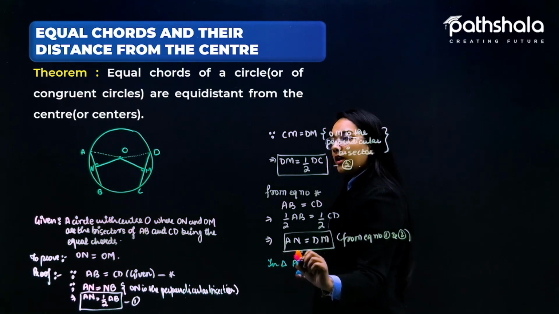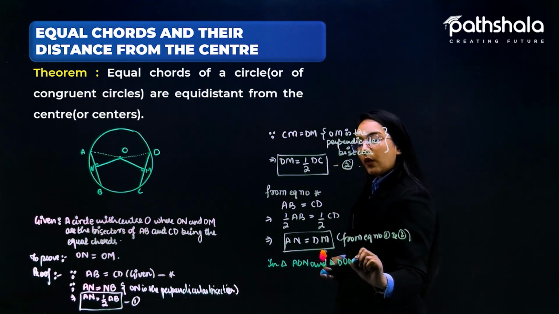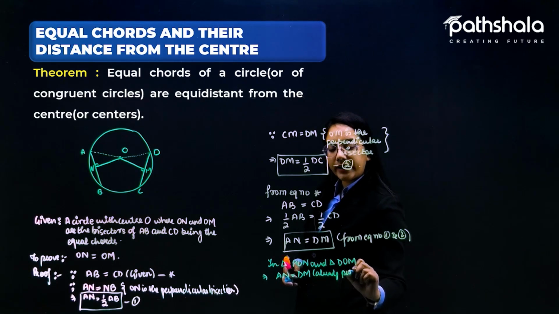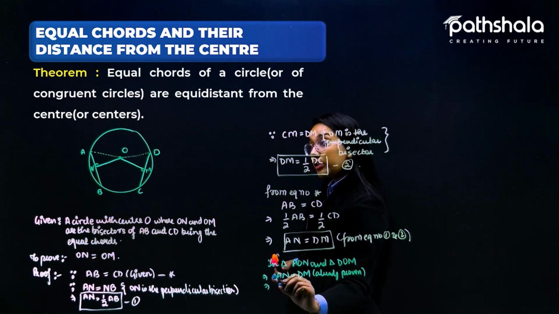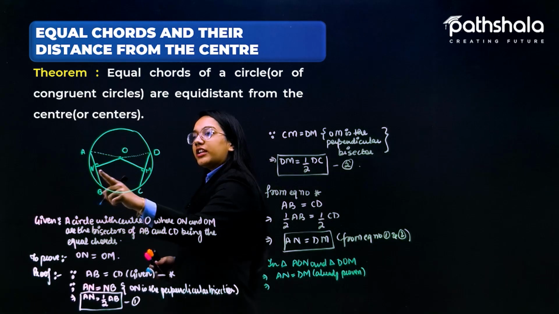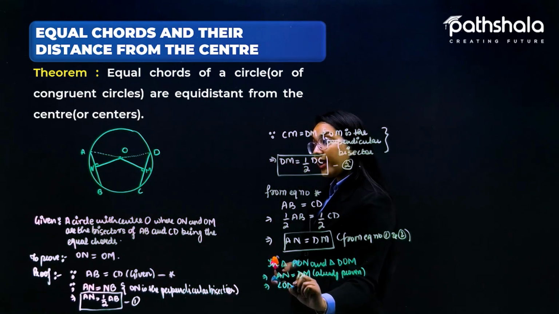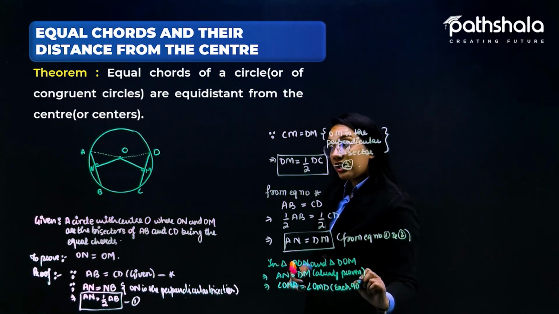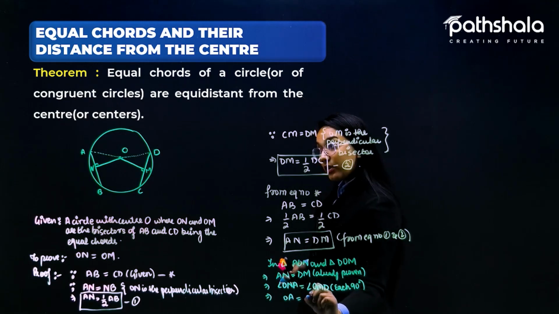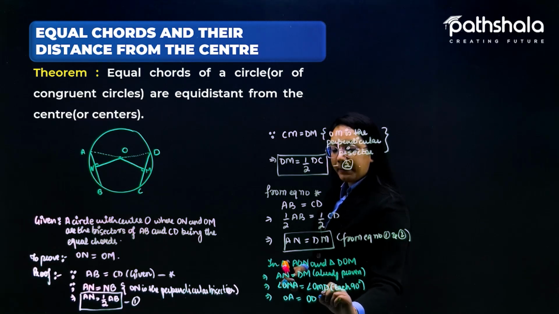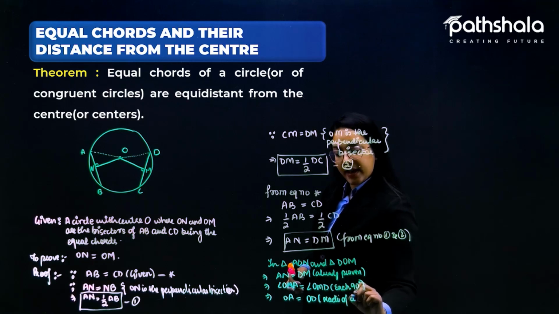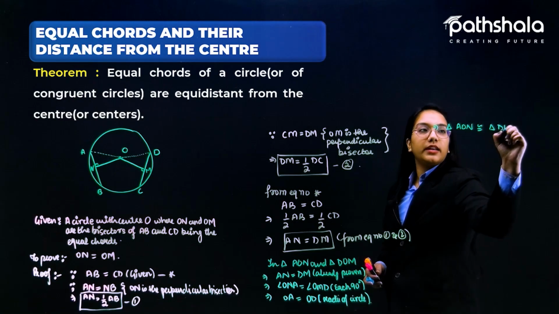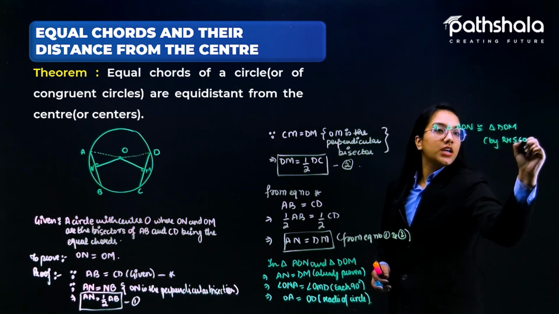In the triangle AON and the triangle DOM, first of all we know that AN is equal to DM, already proved. Further, each is a 90-degree angle, meaning the angle ONA is equal to the angle OMD, each 90 degrees. Furthermore, OA is equal to OD, being the radii of the circle. So we can say that the triangle AON is congruent to the triangle DOM by RHS congruency criteria.